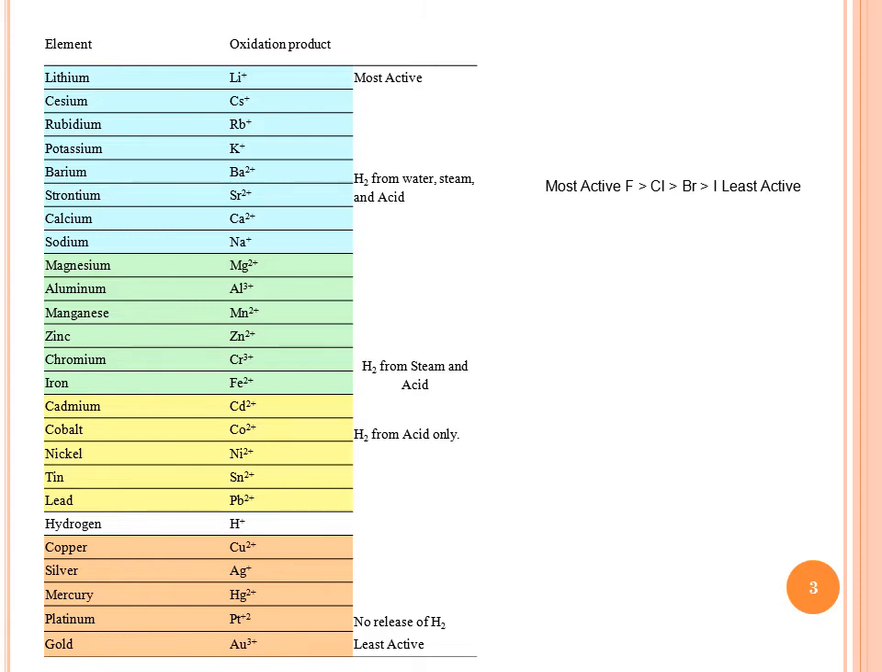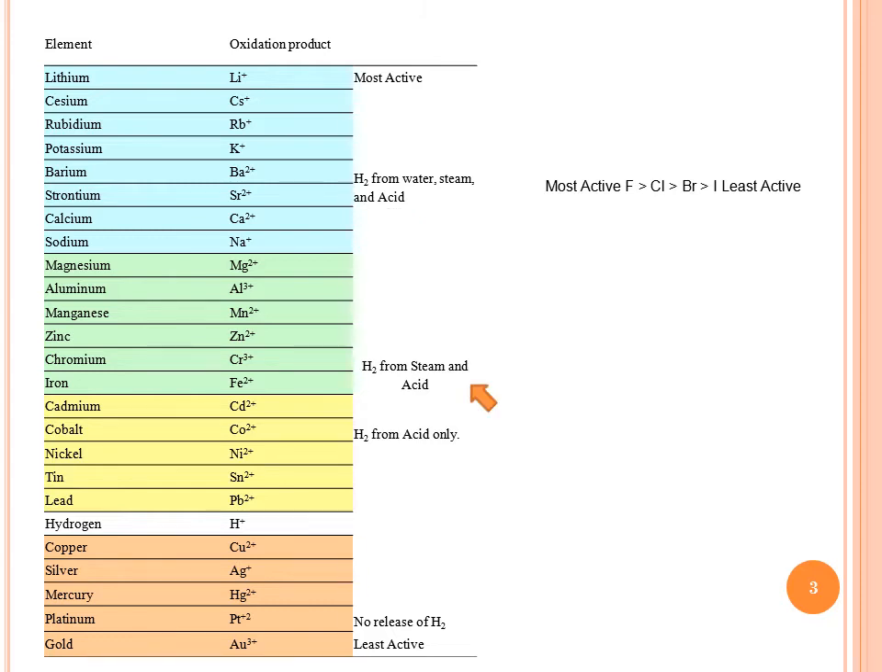This chart shows the activity series, which is by no means all-inclusive. There are certainly other substances you could put in here that are not shown. The most active elements are at the top, where these shaded in blue are reactive with water at room temperature to produce hydrogen gas. They also react with water in the gas phase and acid to produce hydrogen gas.